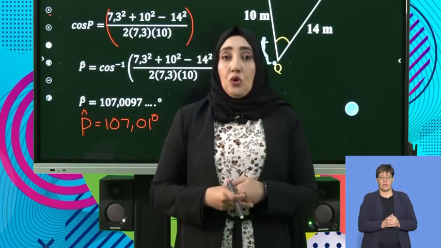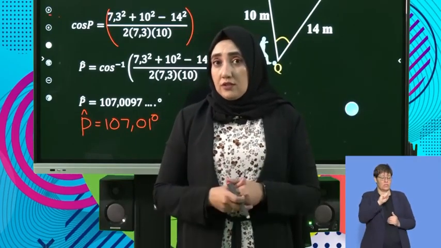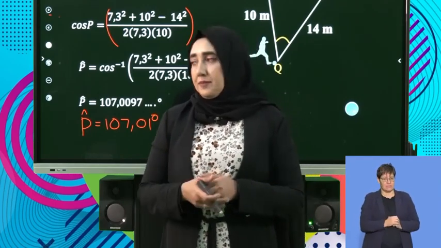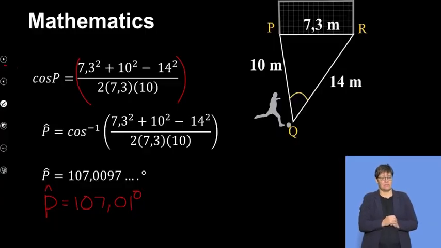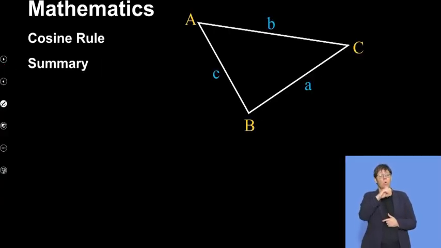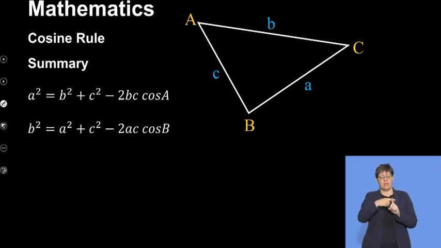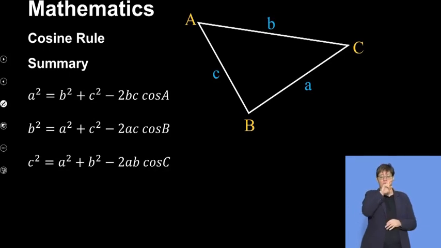Okay, so we've reached almost the end of our lesson for our cos rule. Let's quickly do a recap on what we've learned today. Okay, so what is the cosine rule? The cosine rule has three versions for any triangle ABC. A squared is equal to B squared plus C squared minus 2BC cos A. B squared equals A squared plus C squared minus 2AC cos B. And the third one is C squared equals A squared plus B squared minus 2AB cos C.